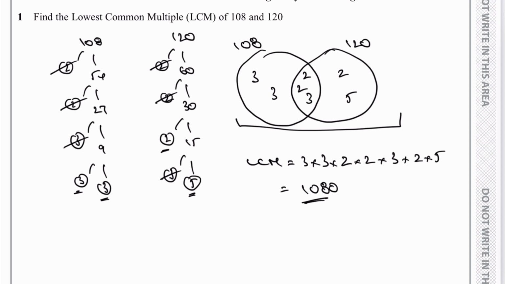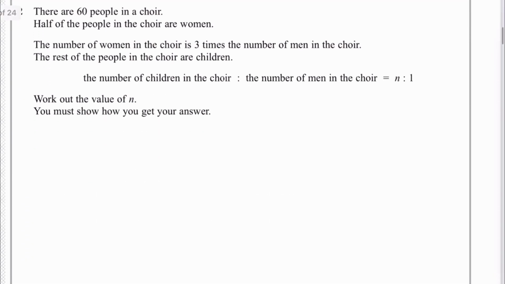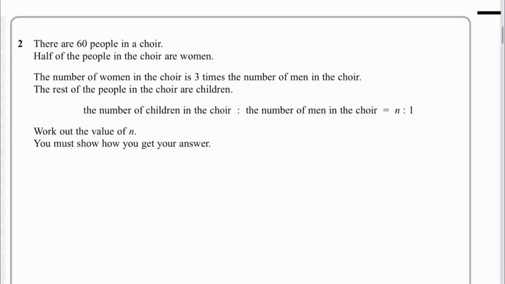Okay, let's move on then to question number 2. This is one of those wordy problems that you just need to work through very carefully, methodically and slowly. There are 60 people in a choir. Half of the people in the choir are women. So what we mean by that is that 30 of them must be women. Then it says the number of women in the choir is 3 times the number of men in the choir. Well, if there's 30 women and it's 3 times, then there must be 10 men.